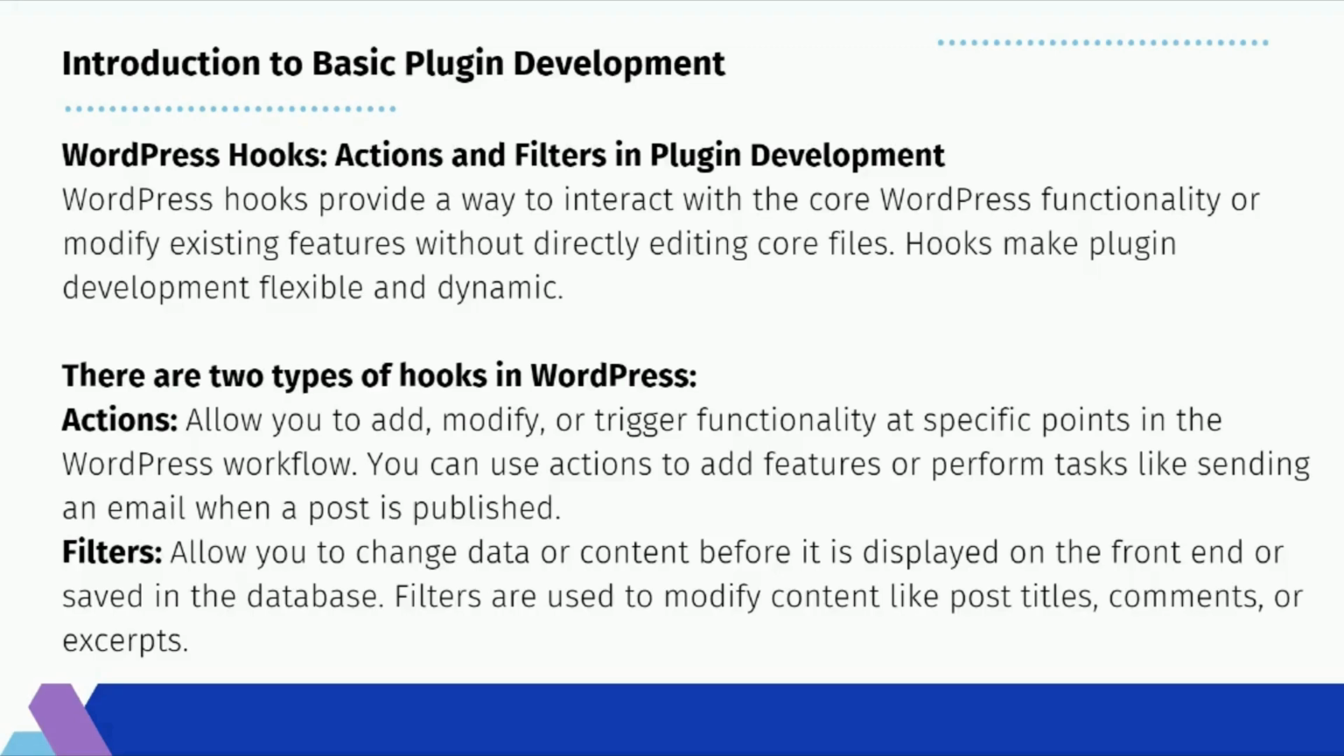There are two types of hooks in WordPress: actions and filters. They allow you to add, modify, or trigger functionality at specific points in the WordPress workflow. You can use actions to add features or perform tasks like sending an email when a post is published. So that's called actions. Next is filters. Filters allow you to change data or content before it is displayed on the front end or saved in the database. Filters are used to modify content like post titles, comments, or excerpts. So that's called filters.